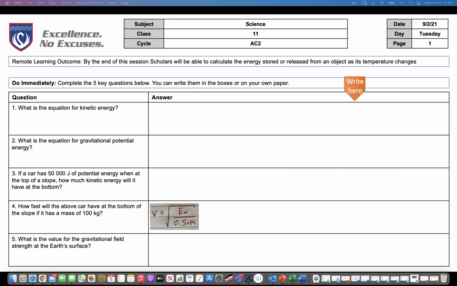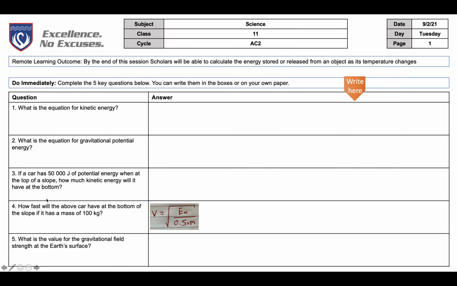Good morning, Year 11. Today we're going to have a look at calculating the energy stored or released from an object as its temperature changes. Before we do that, please make sure you've had a go at the do now and then play the video again once you've completed it to see the answers. Okay, so let's have a look at what we've got.